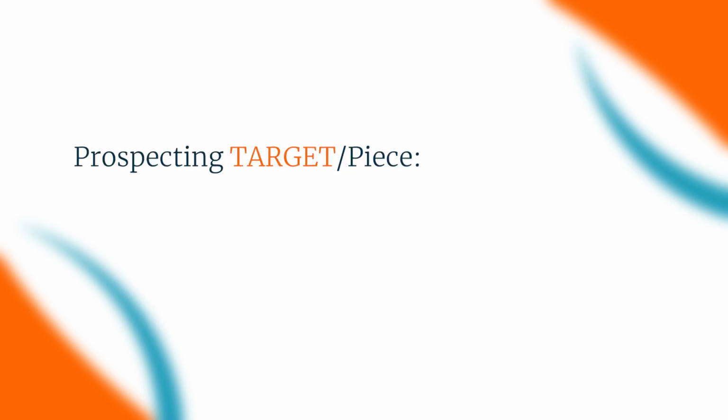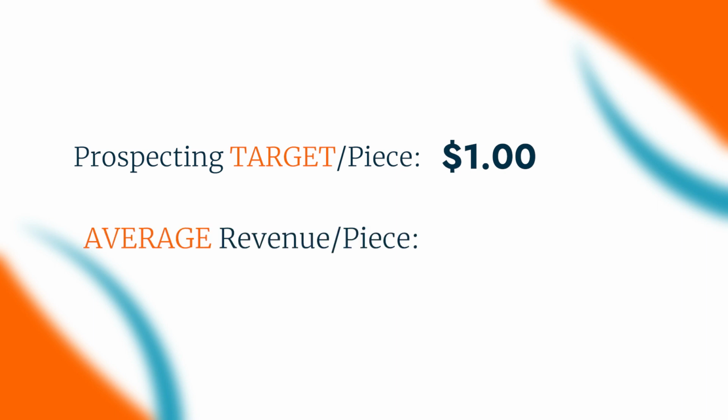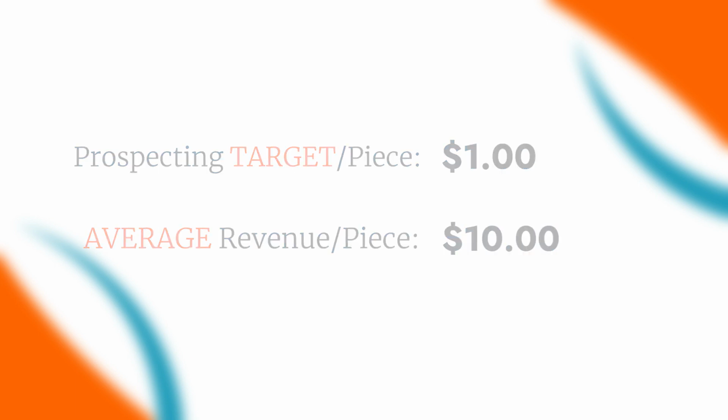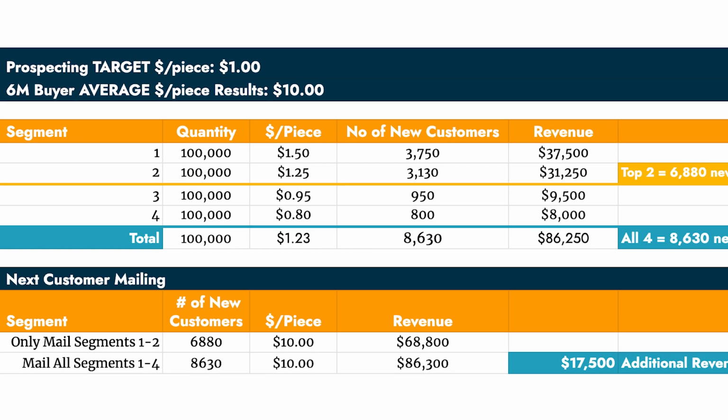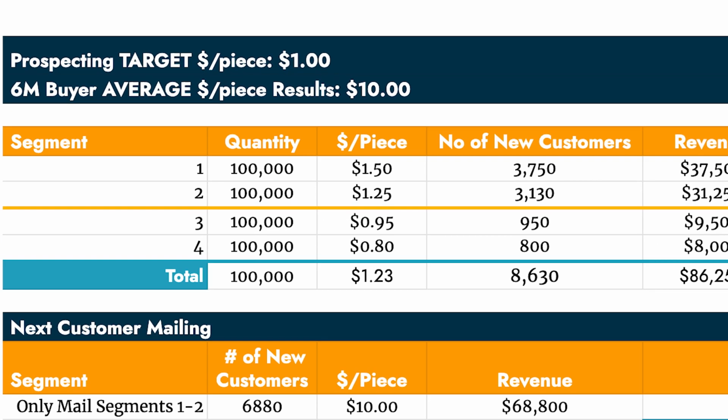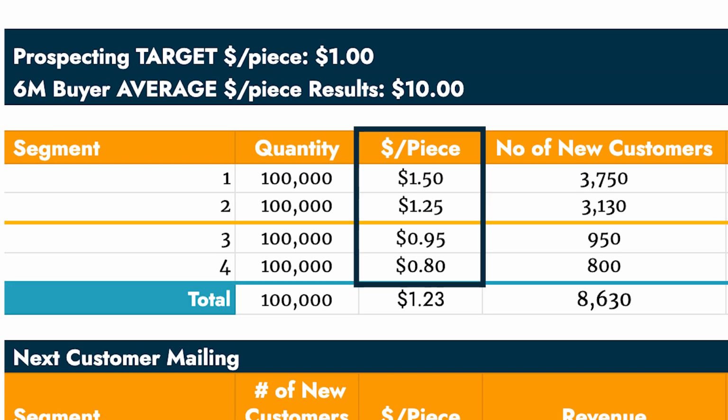So if the target for a prospecting piece is $1, and once that client becomes a buyer, the average revenue per piece ends up being about $10. So if we go out in the mail and we mail 4 segments of a given model, segments 1 through 4, you can see the results here from a revenue per piece or sales per piece perspective. First segment gets $1.50, the second segment gets $1.25, 95 cents for segment 3, and 80 cents for segment 4.